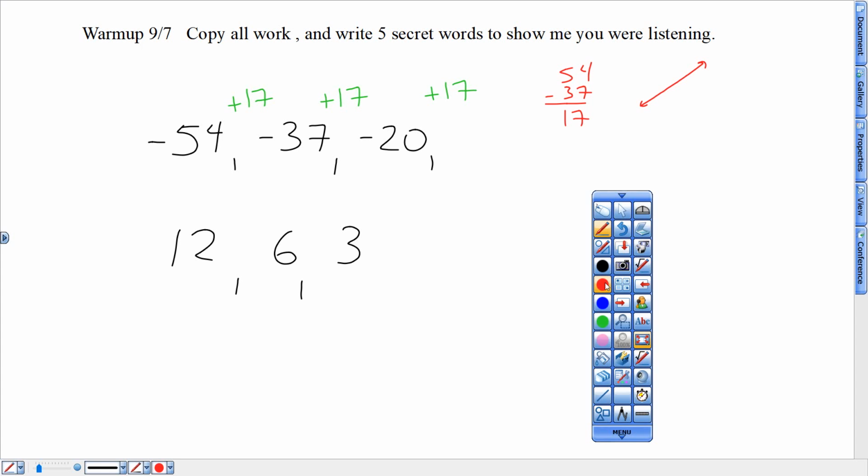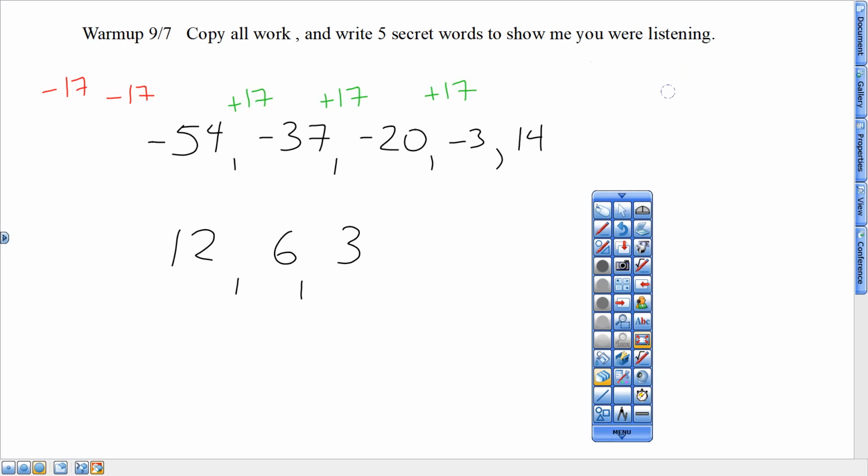gives me -3. I'd like you to find the next couple values. And then keep going. -3 plus 17, don't clear your calculator, gives you 14. Be able to go backwards. If I'm adding 17 to the right, I'm taking away 17 going to the left. Let's erase this so we're not confused.